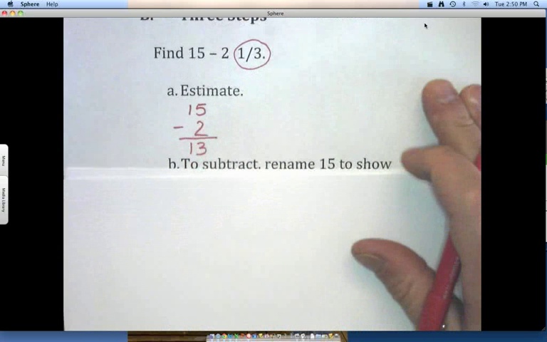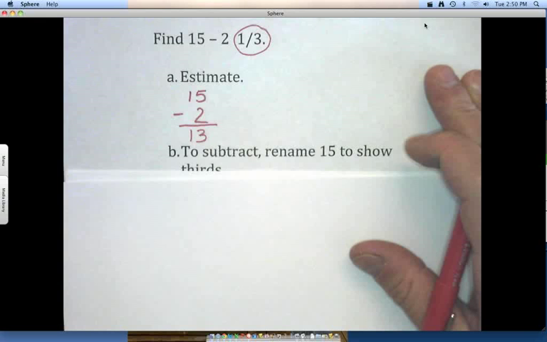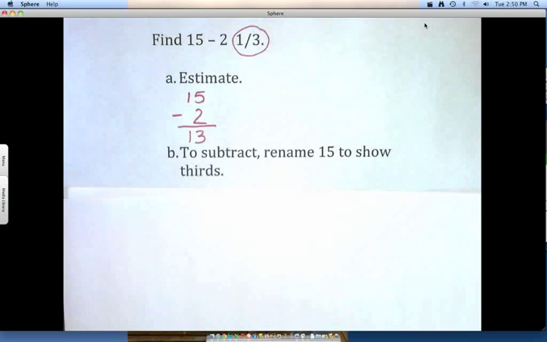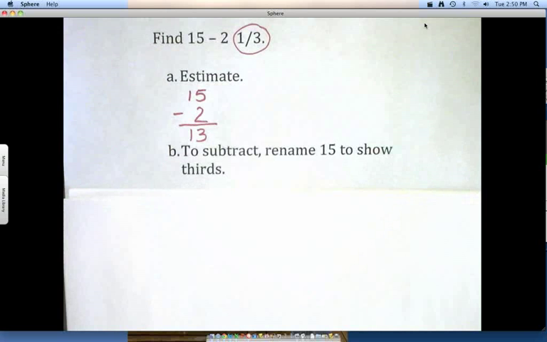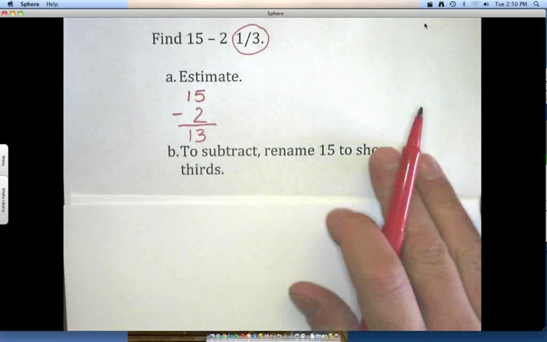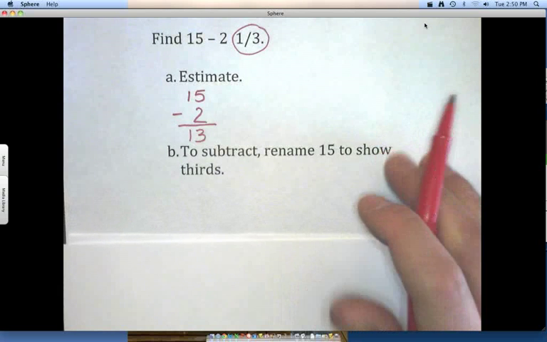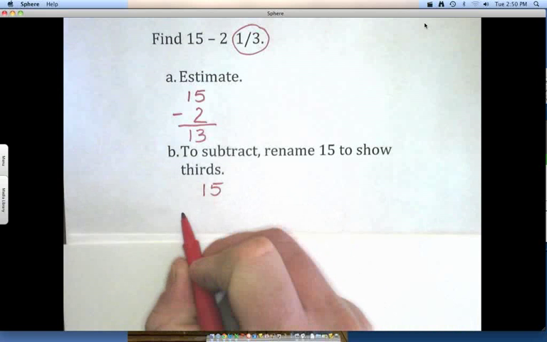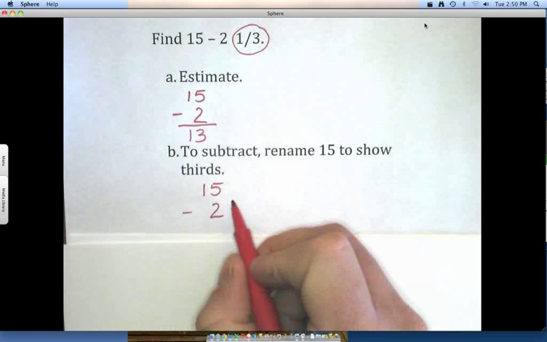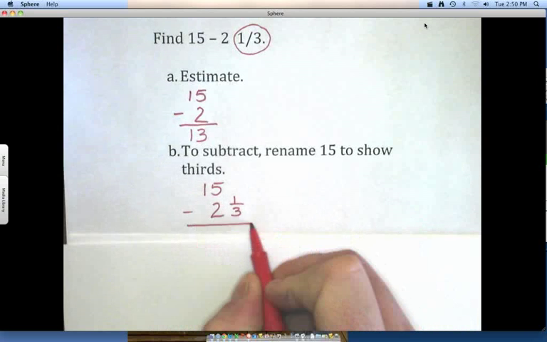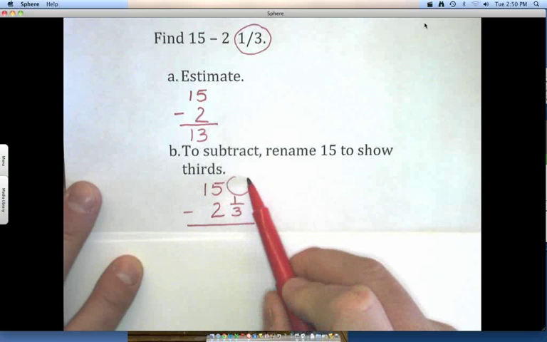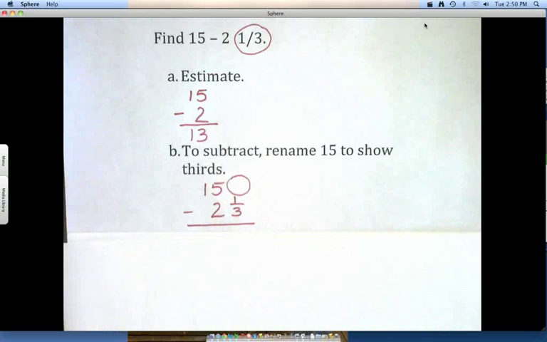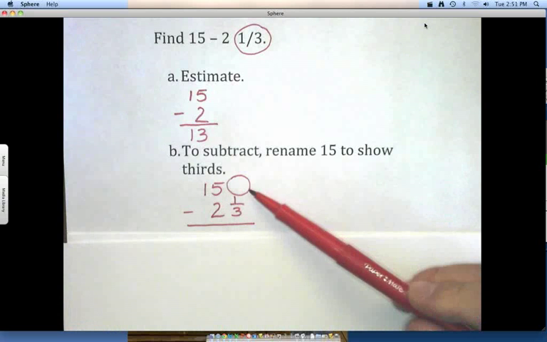The second step after estimating is to subtract and rename 15 to show thirds. So I'm going to start right away and show you the difficult way of subtracting mixed numbers by using renaming. So if I have 15, and I'm going to stack my mixed numbers again, minus 2 and 1/3. Now you can see I do not have any fractions next to my whole number 15. So I can't take 1/3 away from 0.